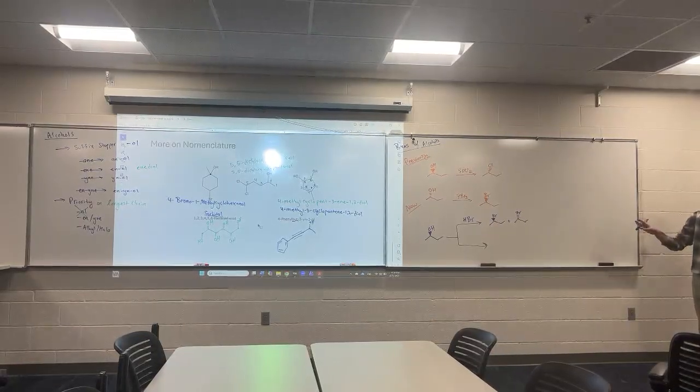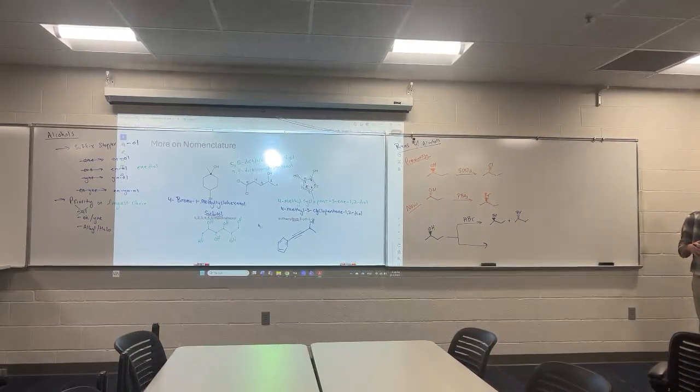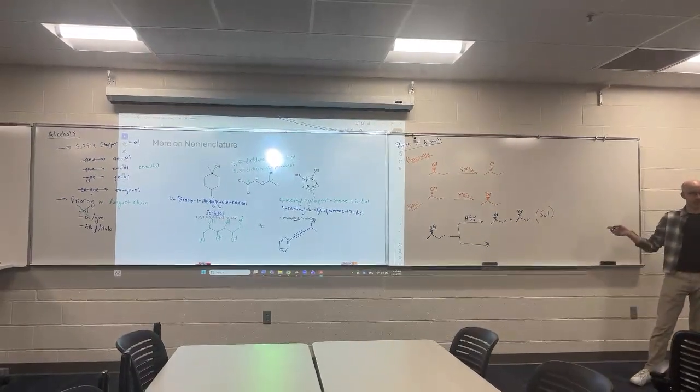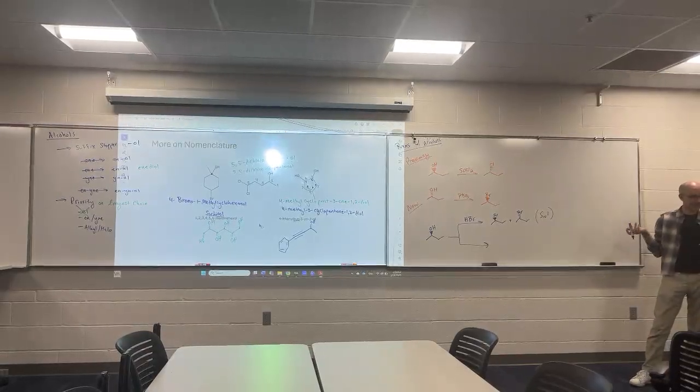What that tells me is that this reaction has a carbocation intermediate. When a substitution reaction has a carbocation intermediate, we call it an SN1 substitution. We're going to talk more about that on Wednesday because I'm running out of time tonight, sadly.